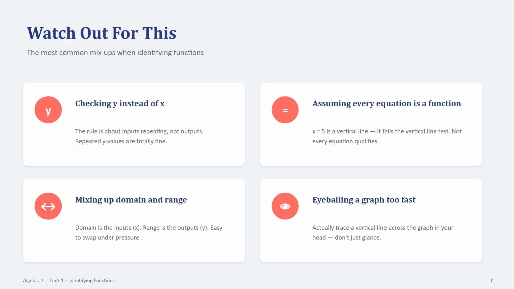Eyeballing a graph too fast is another mix-up. Actually draw a vertical line across the graph in your head. Don't just glance. These are the four common mix-ups when identifying functions.